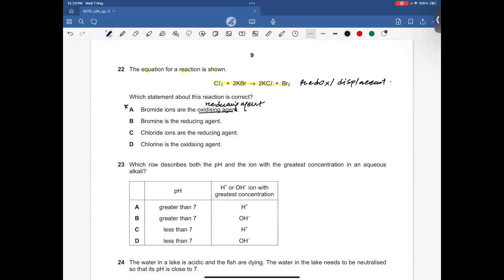All halides are reducing agents technically, if you remember. Bromine is a reducing agent. Bromine is basically an oxidizing agent. Next, chloride ions are the reducing agent. Weaker reducing agent. Chlorine is an oxidizing agent. That's true. Chlorine is an oxidizing agent. Bromide ions is a reducing agent.